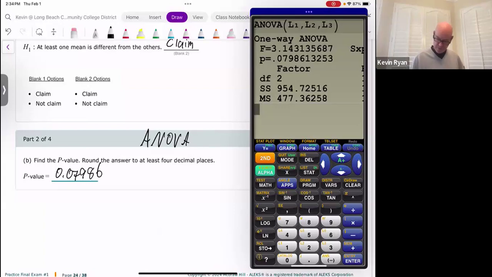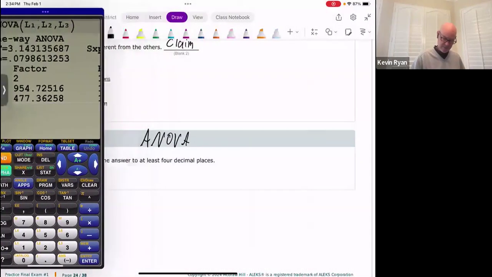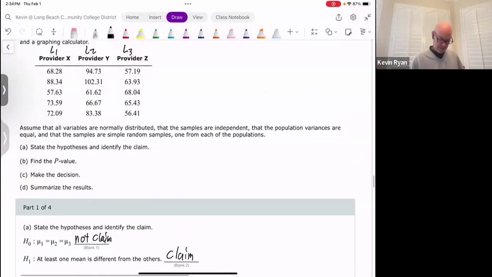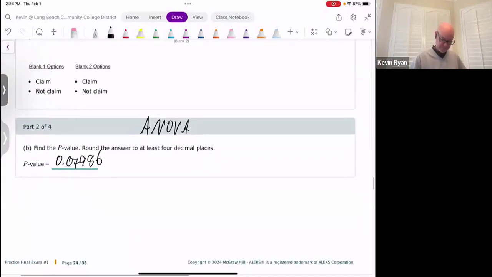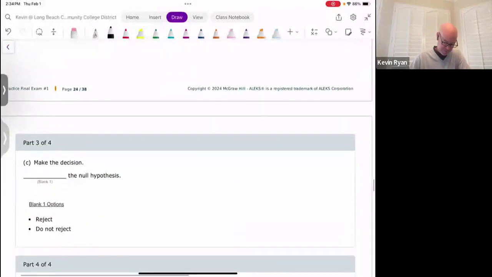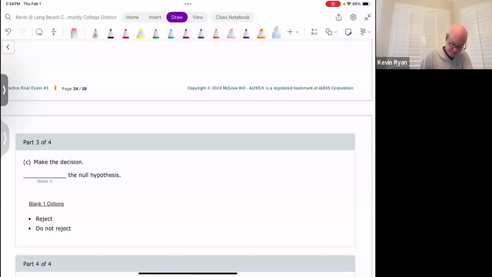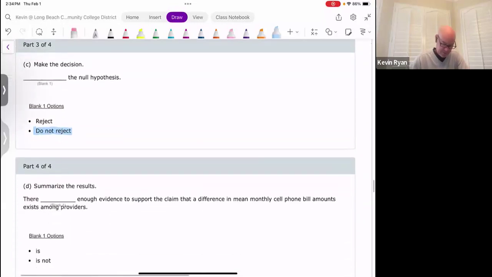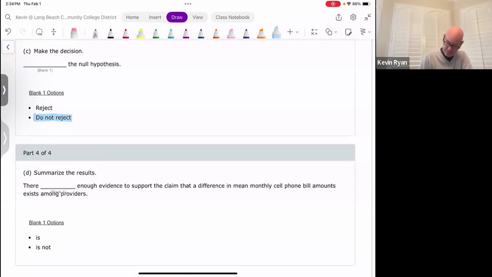And I forgot what our alpha was already. Now we'll go back and look. Alpha is 1%. This is definitely bigger than 1%. Which means we are going to fail to reject it. Do not reject. Which means there is not enough evidence to support the claim that there's a difference between them.